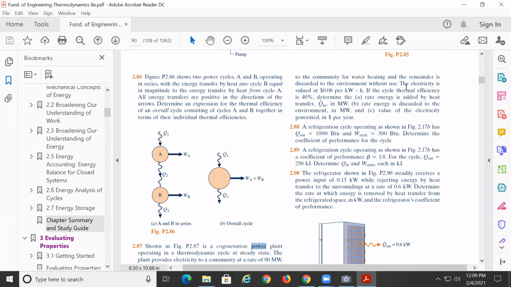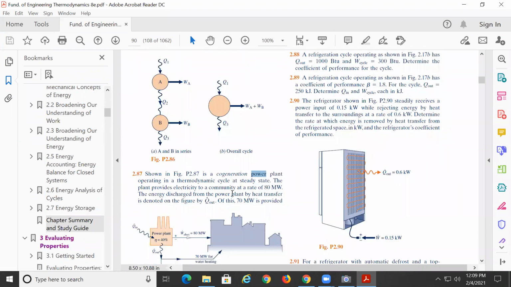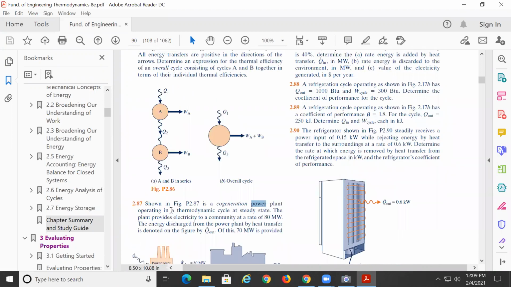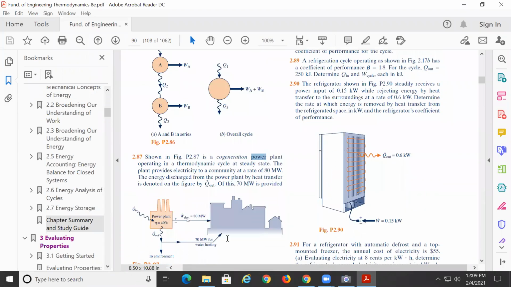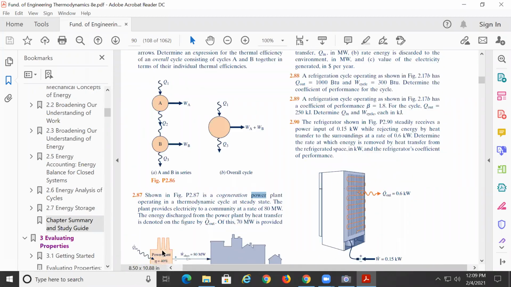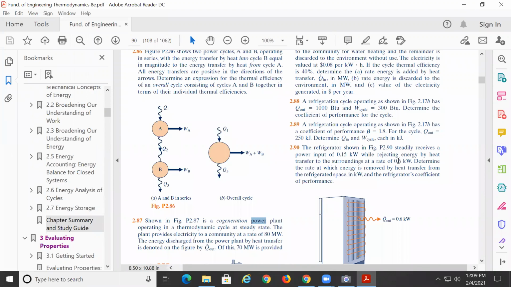The electricity is valued at 0.08 cents per kilowatt hour. If the cycle thermal efficiency is 40%, determine the energy added by heat transfer Q in. So Q in is the amount of heat you need to provide to the power plant. Also determine the rate energy is discarded to the environment, and the value of the electricity.